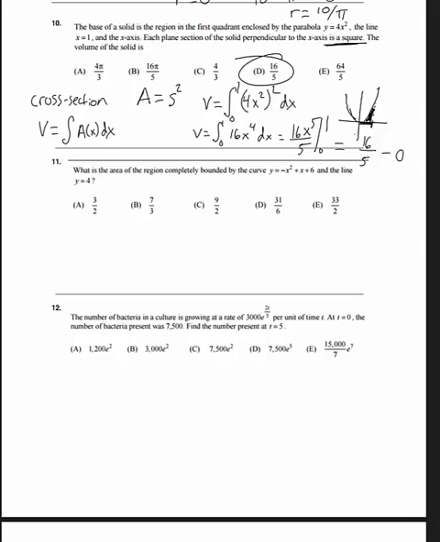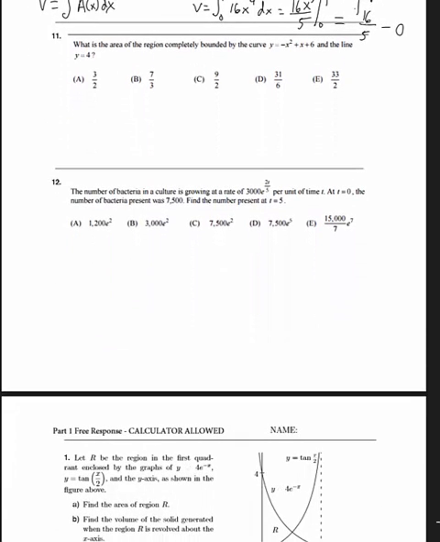Alright, our next question asked what is the area of the region bounded by these two curves. So area equals the integral of top minus bottom dx from a to b. And to figure out those endpoints, we have to set these equal to each other.